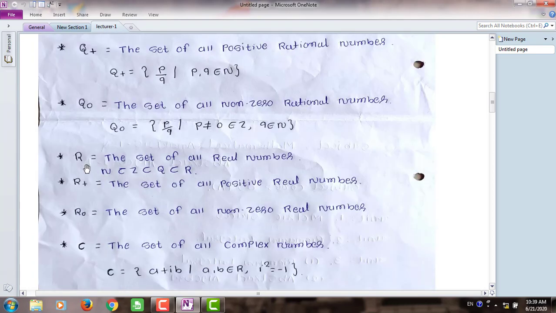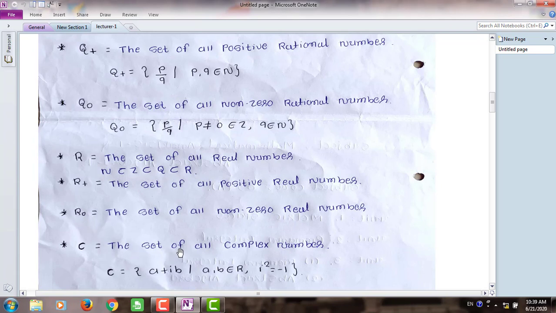Next set is the set of real numbers. It is denoted by R. In this set, natural numbers, integer numbers, rational numbers, all numbers are included in R. Therefore, N is a subset of Z, Z is a subset of Q, and Q is a subset of R. This set is denoted by R. Next set is the set of all positive real numbers. It is denoted by R plus. Next set is the set of all non-zero real numbers. It is denoted by R0.